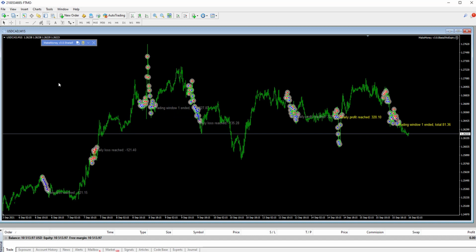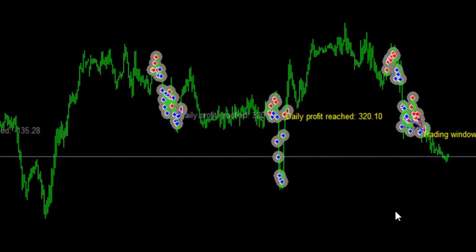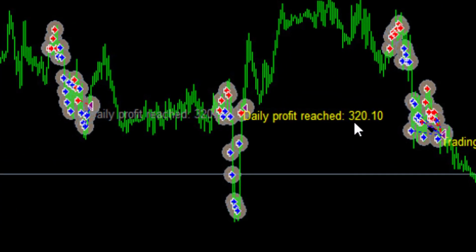So you have to find settings that will have small losses in bad days but huge gains in good days. And in this particular trading, you can see I had a daily goal of $320, whereas the daily loss goal was $120. Part of the reason for the success.